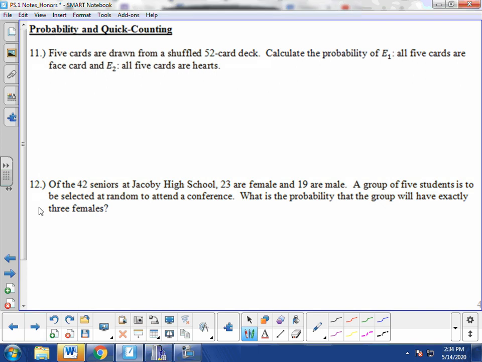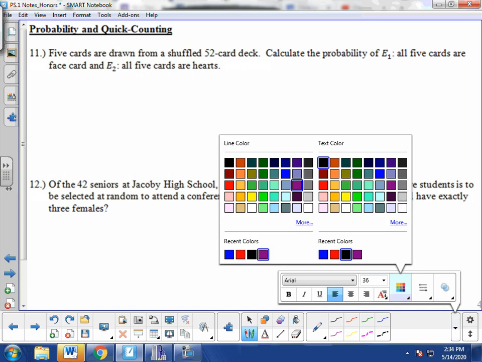So this is going to come into play in problem number 11. Now we're going back to a deck of cards, but this time we're drawing 5 cards. 5 cards are drawn from a shuffled 52 card deck. Calculate the probability of event 1, all 5 cards are face cards, and event 2, all 5 cards are hearts. So let's start with calculating the probability for event 1.